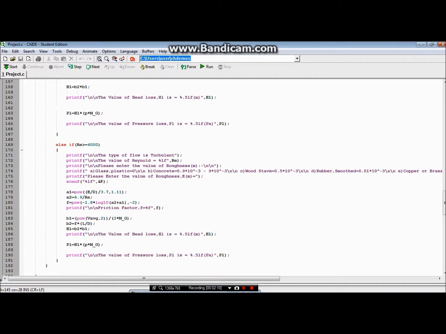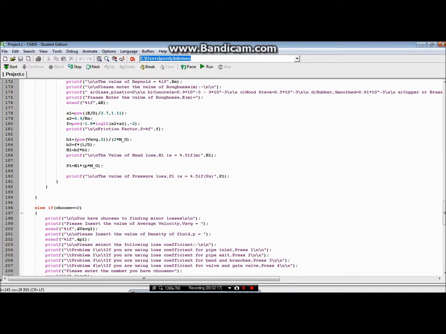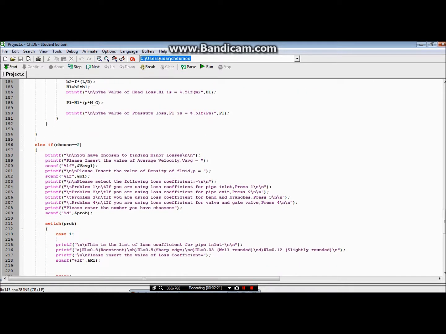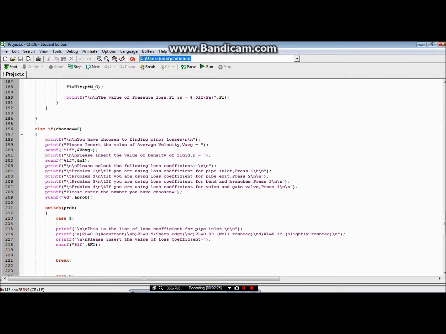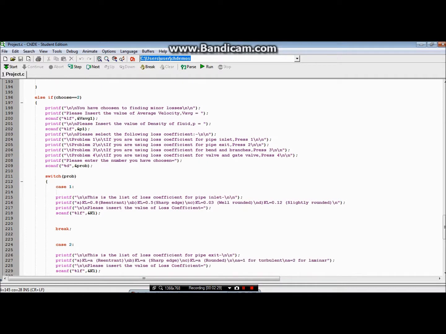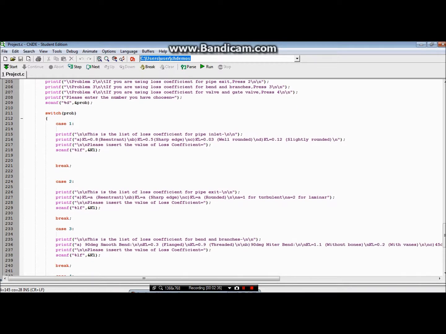If more than 4000, we find the head loss and pressure loss using the formula we have defined with the include math header file, as studied in CO2. Else if statement: here we choose two, where the user chooses two to find the minor losses. From the minor losses we can printf all the loss coefficients, and the switch and break, which is the switch statement to handle the cases.